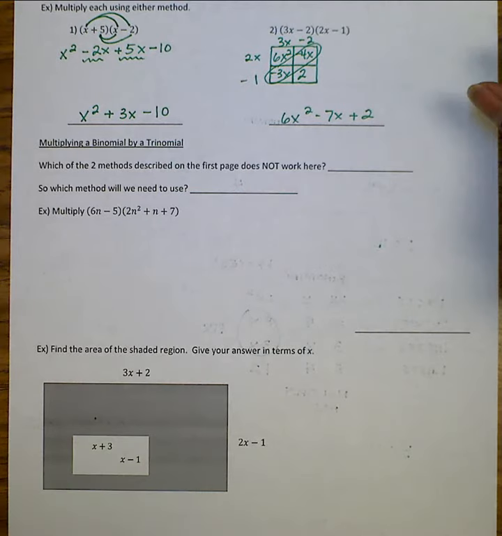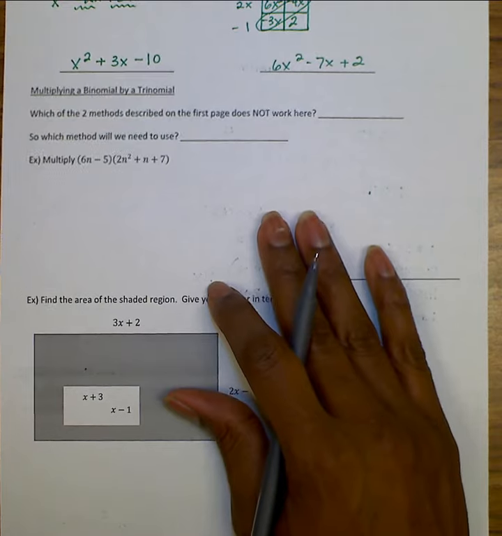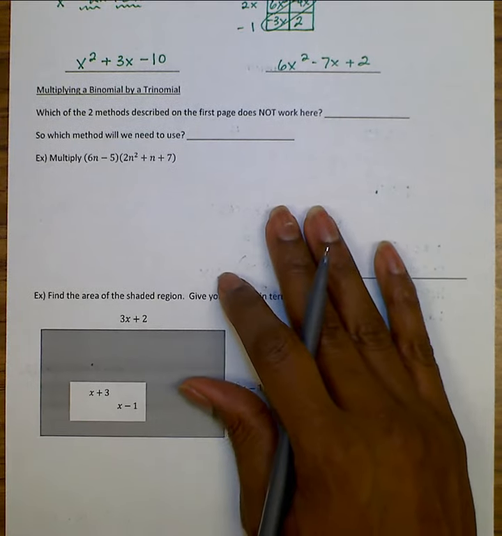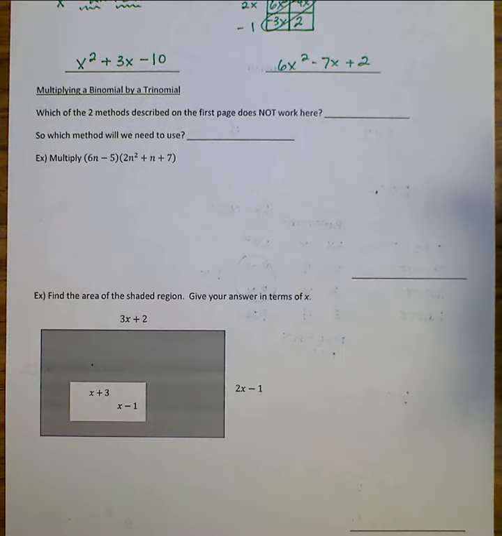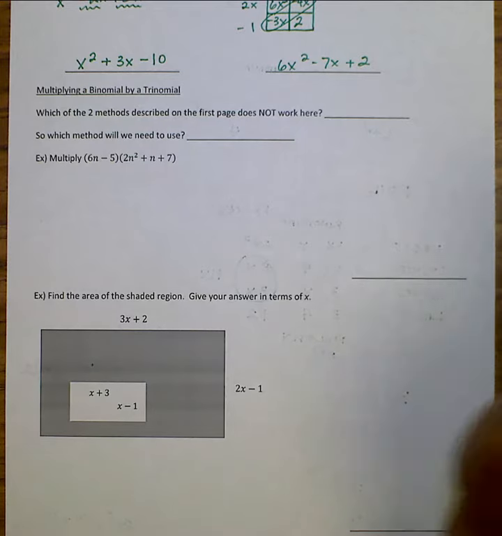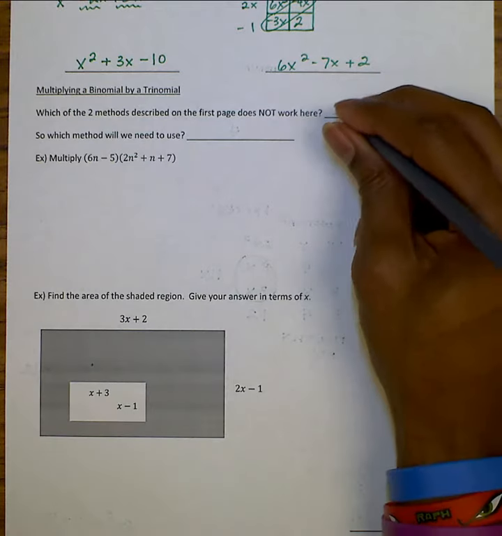One more example we're going to go through is multiplying a binomial by a trinomial, and then we're going to stop here at trinomial, but you can do it with as many terms as you need. So, when we're multiplying a binomial by a trinomial, which of the two methods described on the first page does not work? And that answer is FOIL.